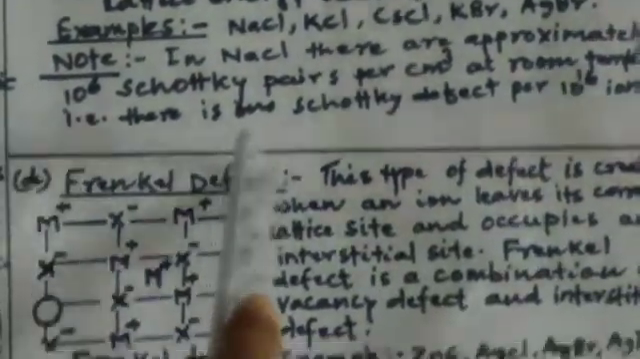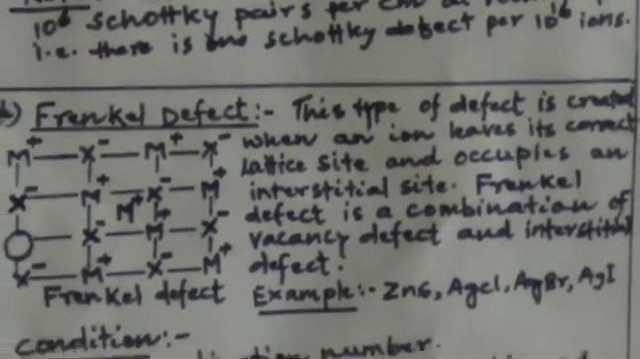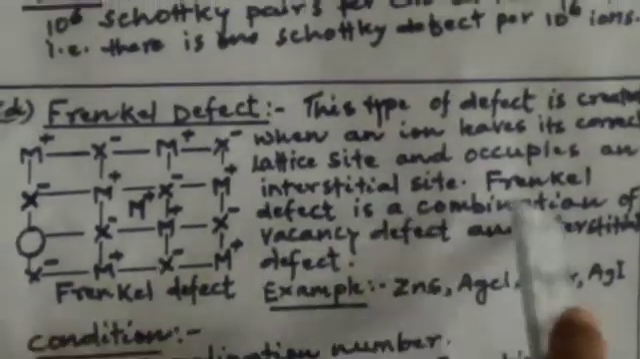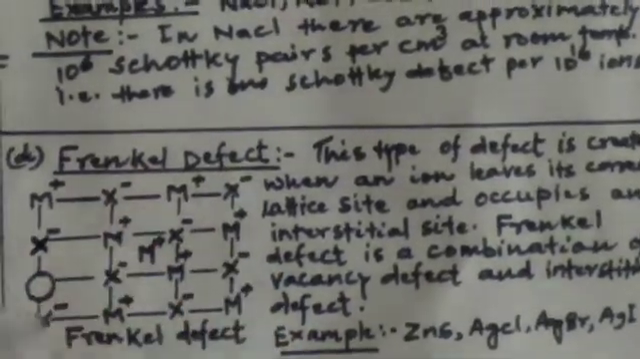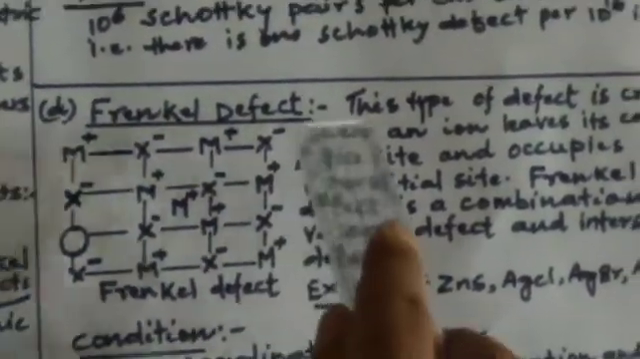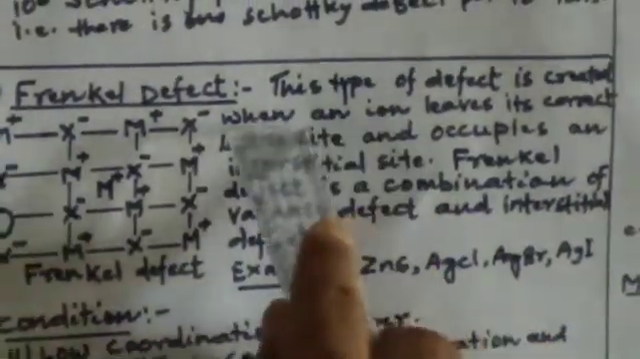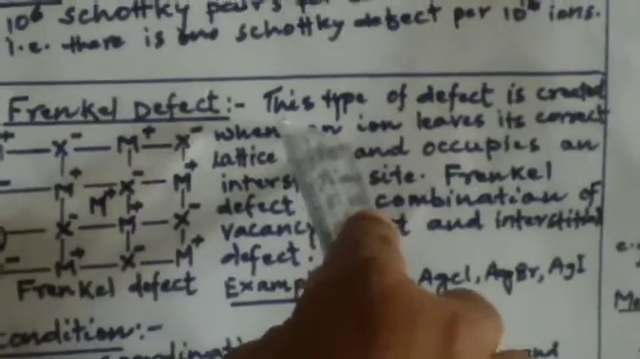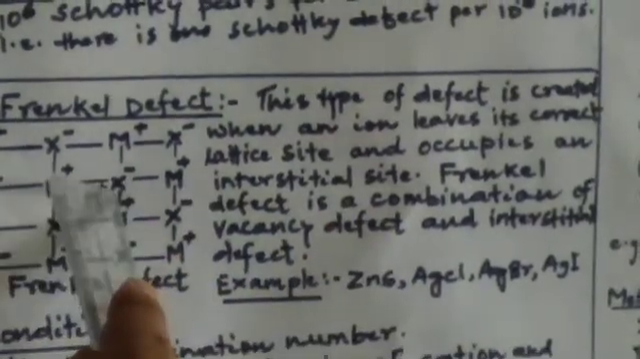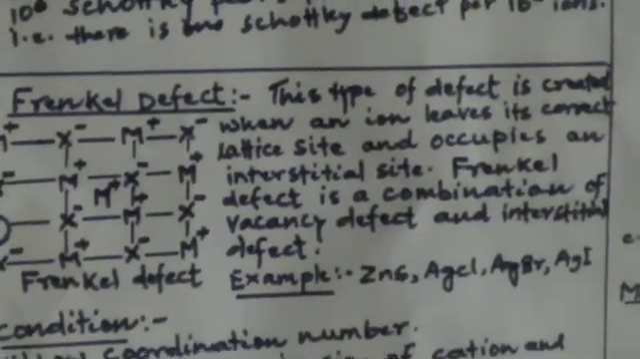Second one is the Frenkel defect. It is identical to the interstitial defect, but it is the combination of vacancy defect as well as interstitial defect. Why? See this figure clearly. This type of defect is created when an ion, a cation, when I write ion, you know well that cations are always smaller than the anions, and the cation leaves its normal lattice site and shifts into the interstitial site. Gets displaced into the interstitial site.